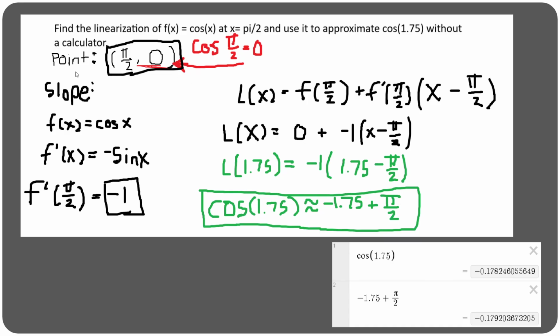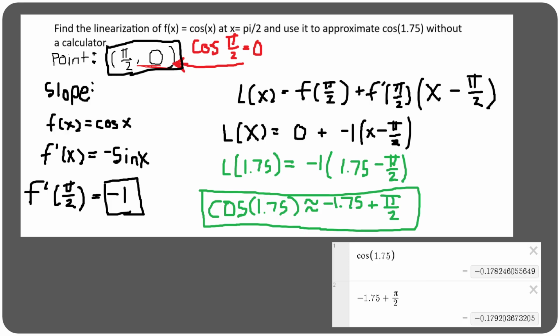Find the linearization of f of x equals cosine of x at x equals pi half, and then use it to approximate cosine of 1.75 without a calculator. So we're going to first start by writing the linear equation, and what you need for that is the point slope form of a line. And to write the point slope form of a line, you need the point and you need the slope. So let's start by finding the point. Generally, that's easier, but sometimes it'll be easier to find the slope first.